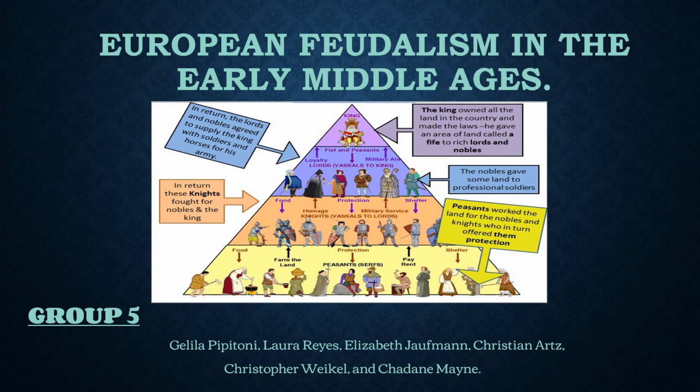Here we see the core of the feudal hierarchy system, with the king at the top, nobles second, knights third, and peasants or serfs at the bottom. We will revisit this structure as we break down feudalism.